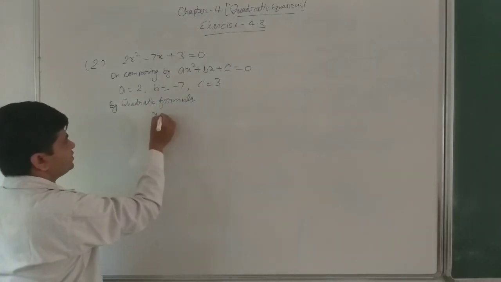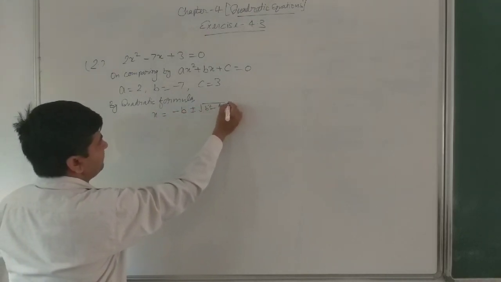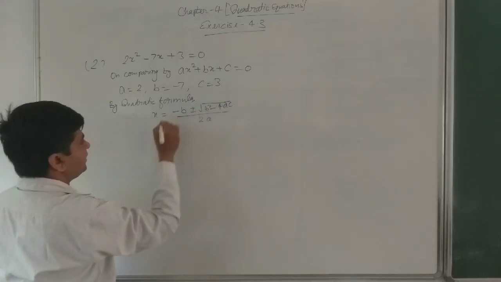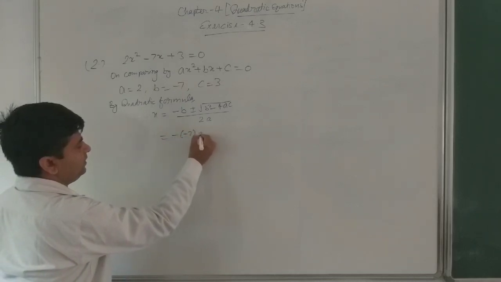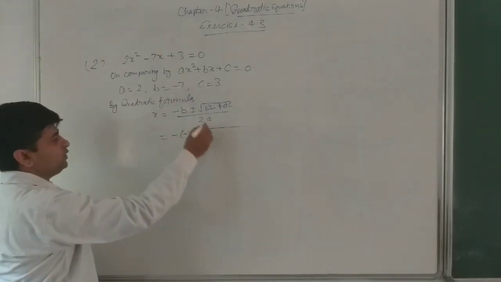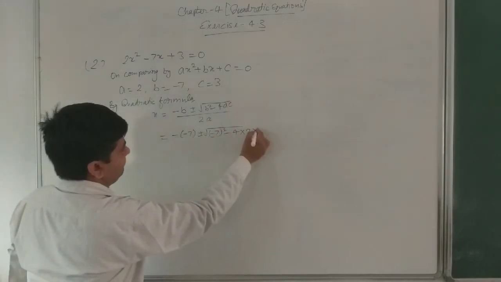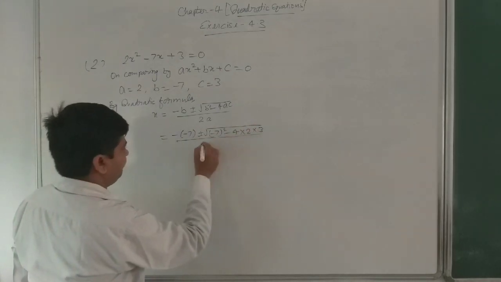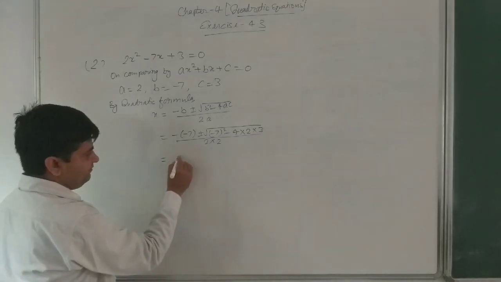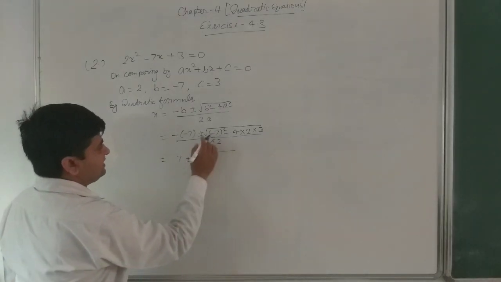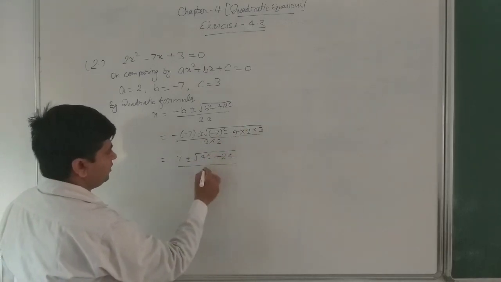which is x equals minus b plus minus root b square minus 4ac upon 2a. Now x equals minus b, that is minus 7, so minus 7 plus minus root b square, that means square of minus 7 minus 4ac, a is 2 and c is 3, upon 2a, 2 into a, that is 2. Now simplifying, minus minus plus 7 plus minus root, minus 7 square is 49 minus 4 into 2 into 3 is 24, upon 2 into 2, which is 4.